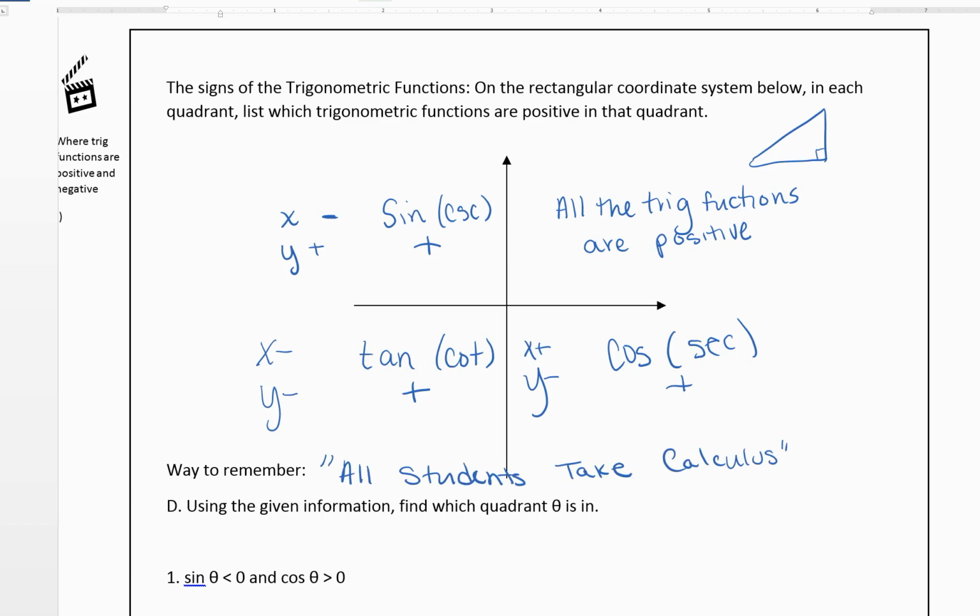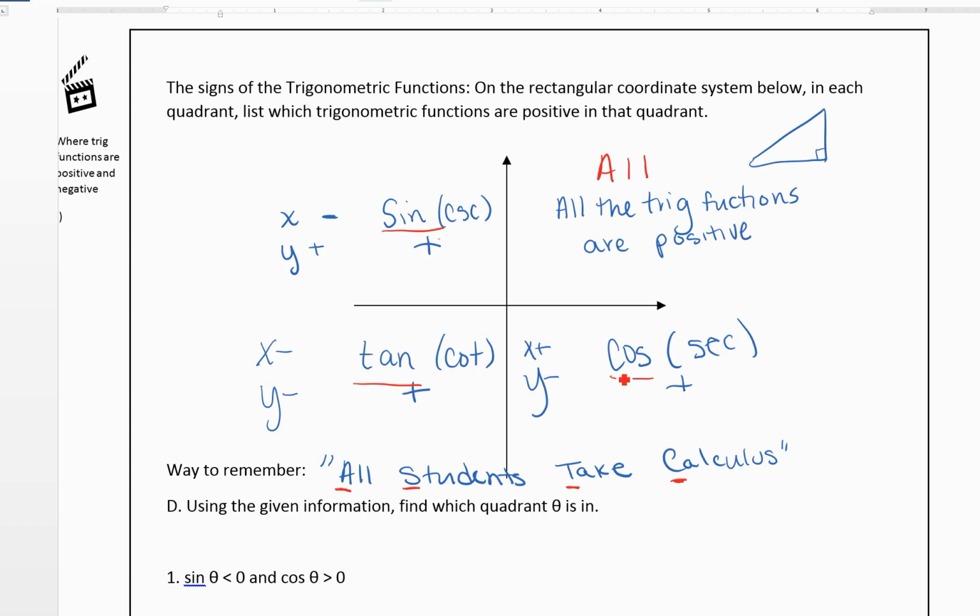Okay, now if you just look at the first letter of each of these words, A, S, T, C, and you think about starting in the first quadrant and going counterclockwise, what that's saying is, in the first quadrant, all of them are positive. In the second one, sine, and you have to remember its reciprocal, are positive. In the third one, the T in Take stands for tangent, and its reciprocal are positive. And in the fourth quadrant, the C in Calculus stands for cosine. Okay, so All Students Take Calculus. By looking at that first letter, you remember which ones are positive.